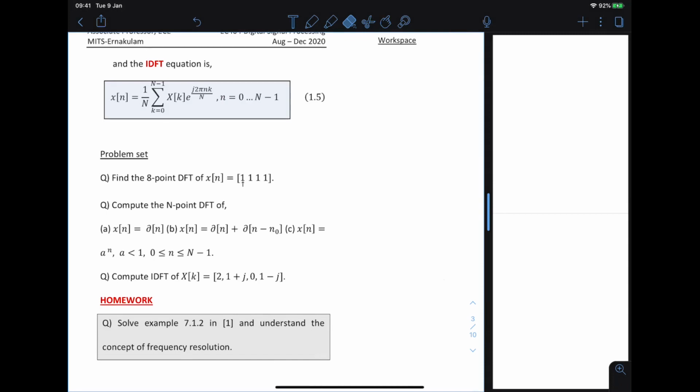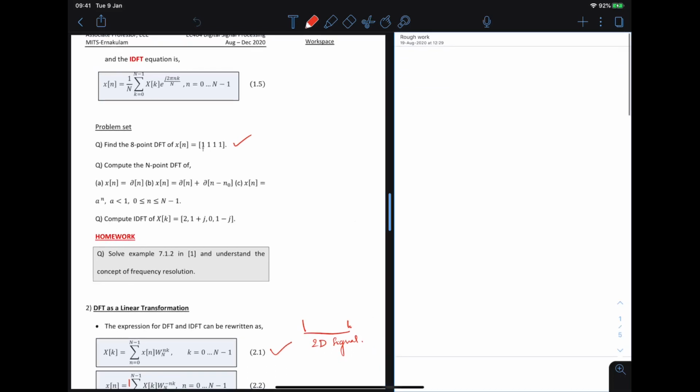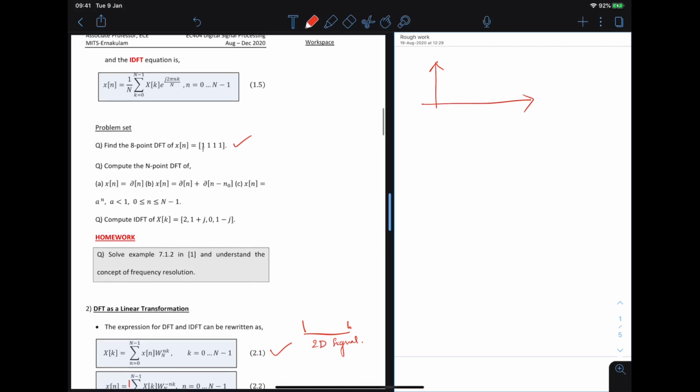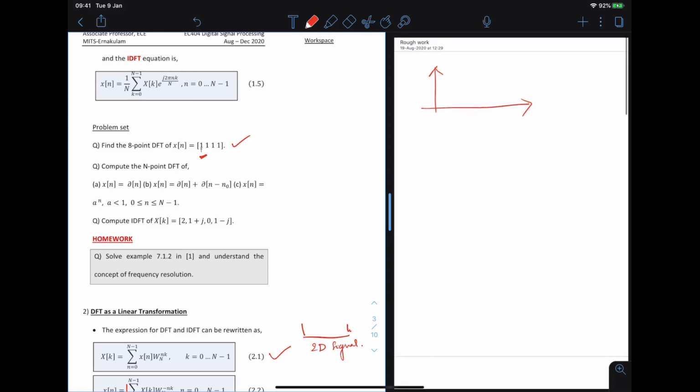Today's lecture, we'll see some problems on DFT. Let us take the first question, that is x of n is equal to 1, 1, 1, 1. So the signal will be something like this. The arrow here means the point where n equal to 0. For instance, I am just giving you an example.